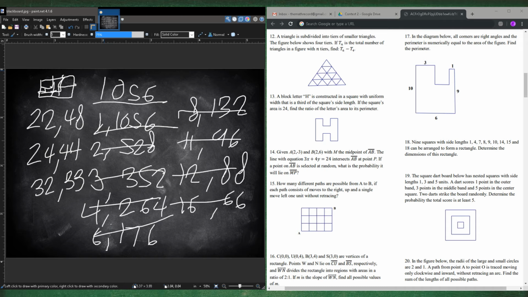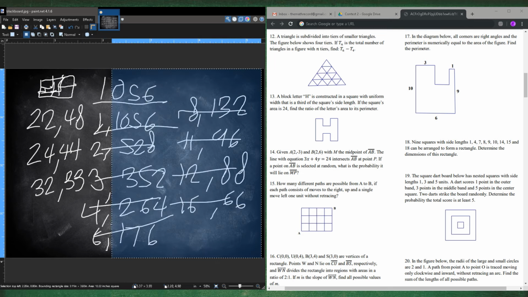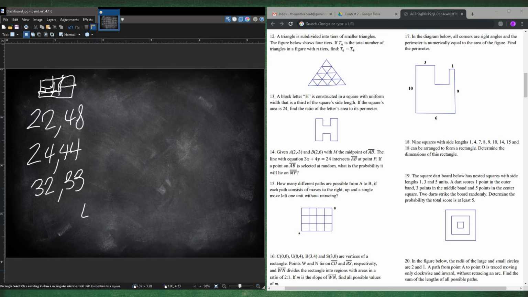Let's see which one. So it's an 18 and a... because I'm guessing, since we have these three numbers, these are the only ones left that are possible. And how do we find out which one doesn't work?